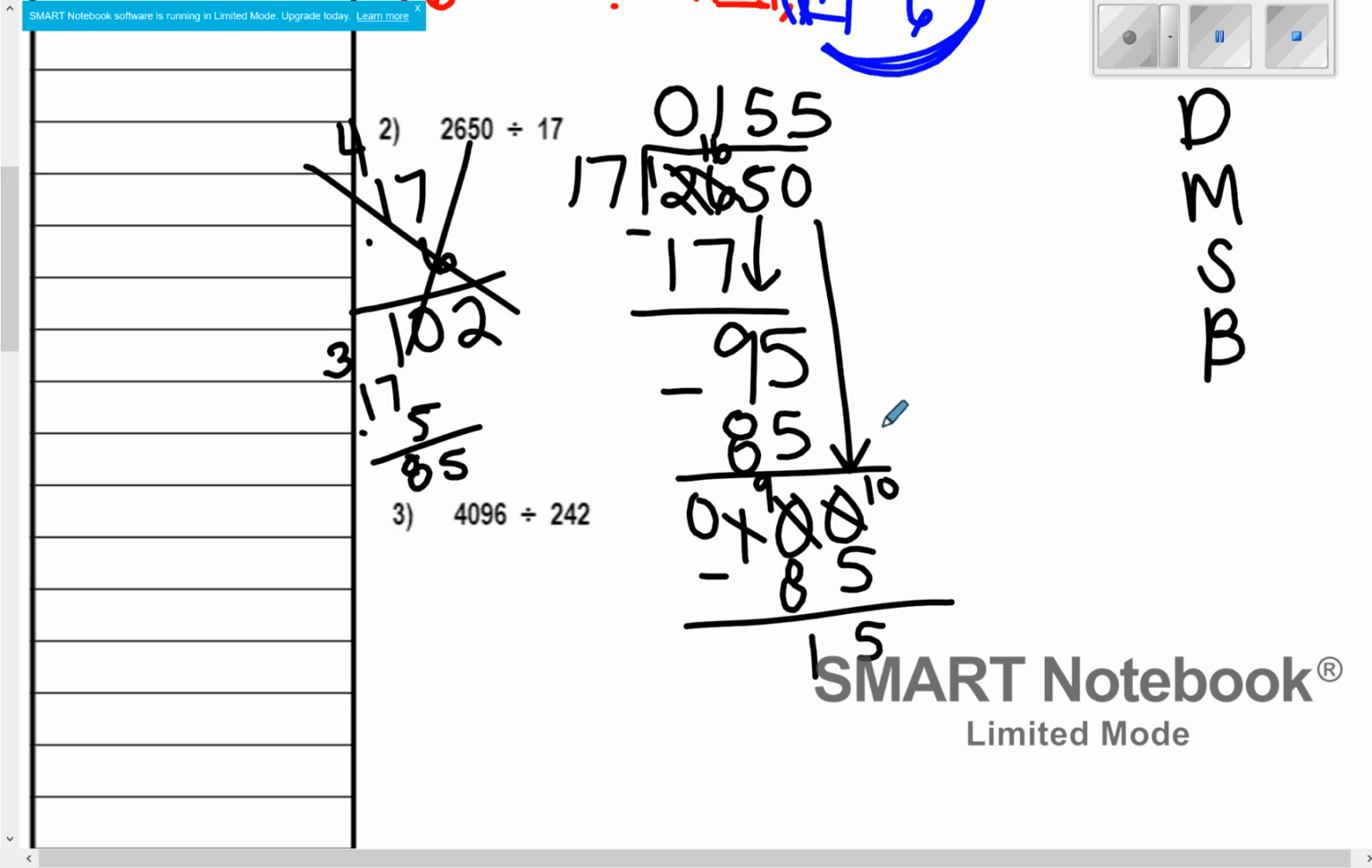And we get 15. Okay. Now we are out of digits, so we don't have anything else to bring down. We are just done. Now we have our 3 important numbers that we are going to use to write our answer.